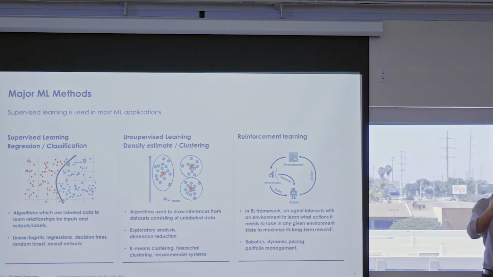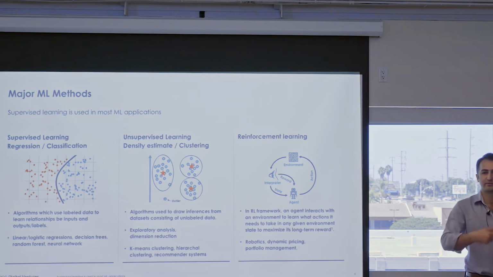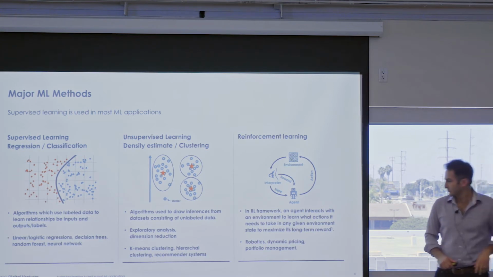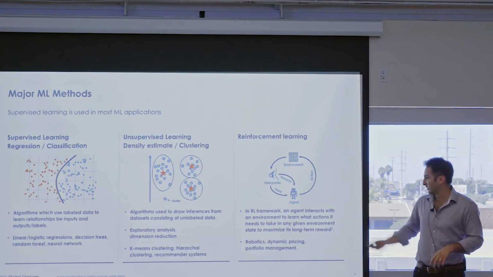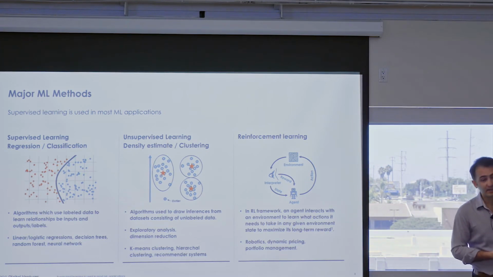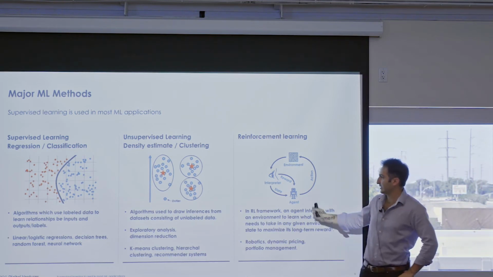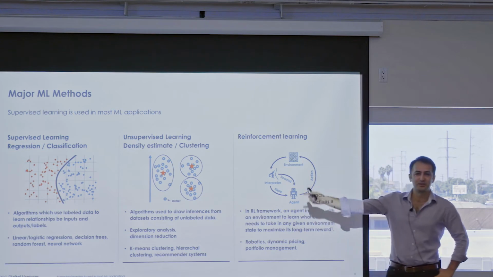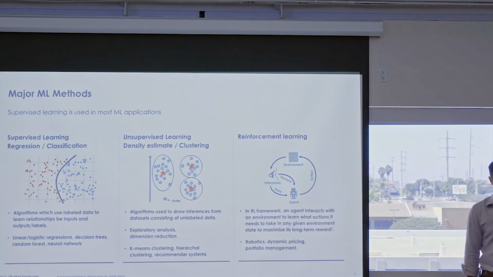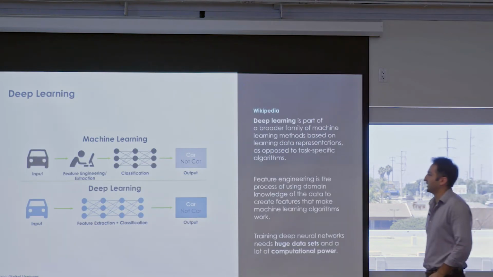And that way, with multiple repetitions, it learns and it has the memory to learn for the future to do a better job. It's very popular in robotics and also in dynamic pricing or portfolio management. A lot of people use this. But fairly, it's in more of a research state compared to supervised learning. Okay, let's get to deep learning.